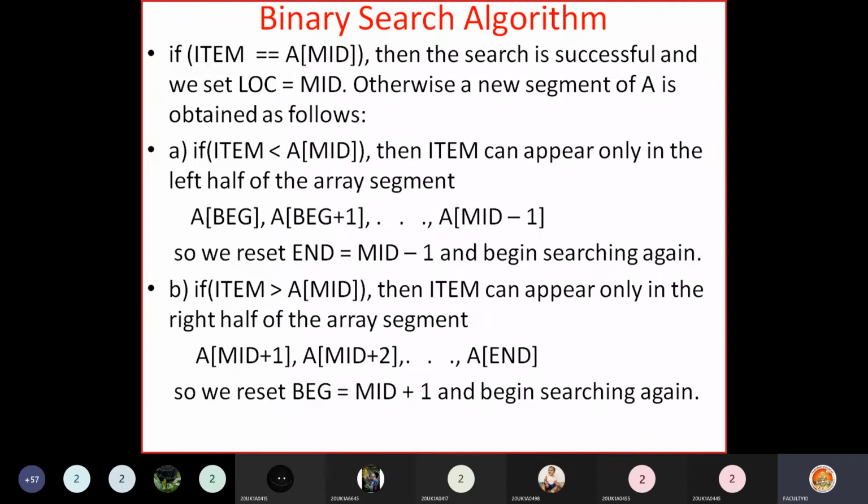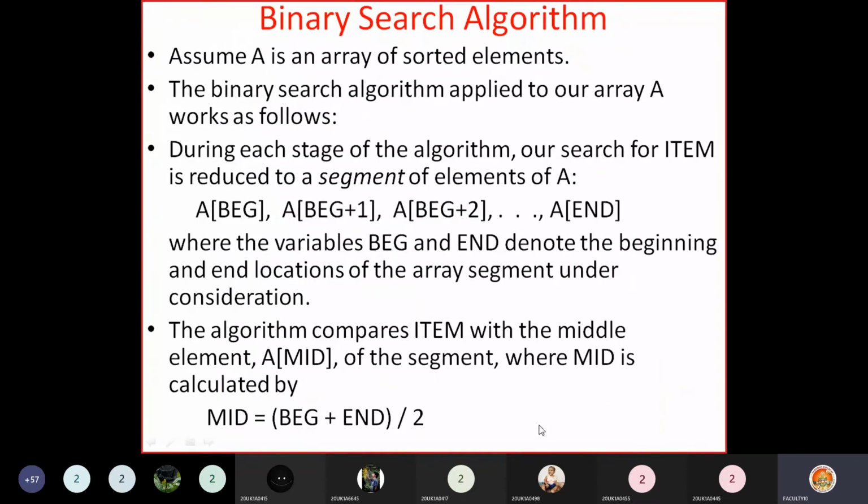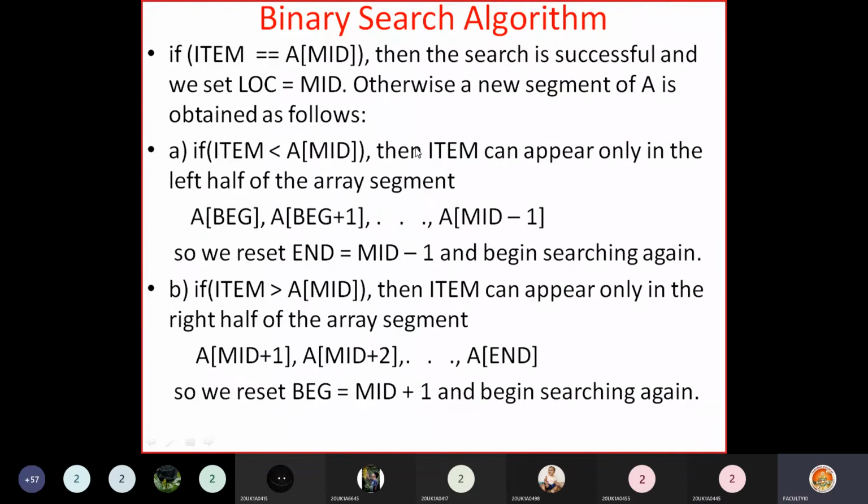In a broader sense, just look at this algorithm. Initially we set beginning equal to 0 and end equal to n minus 1. Then we calculate the middle point of the array using this formula, beginning plus end by 2. Once we get the middle point, we check whether the element to be searched is equal to the middle element or not. If it is, then the search is successful.